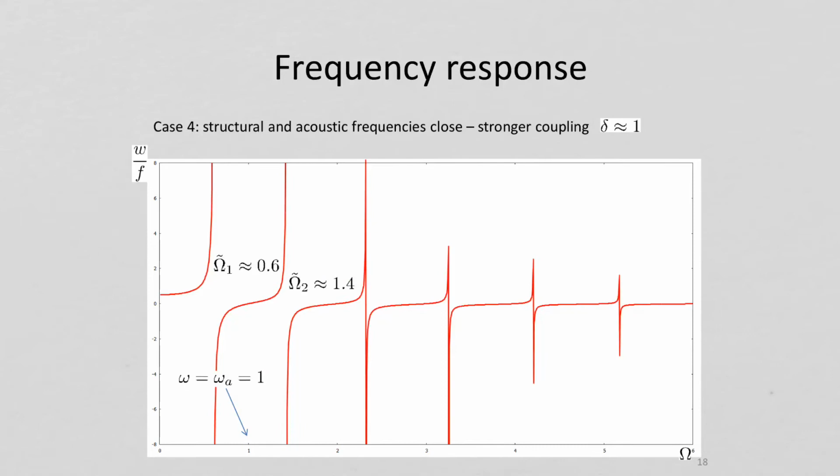Now finally, we have the case where the acoustic and structural natural frequencies are close to each other, and we have strong coupling. And then we see down here, funny things are going on. We have the first frequency of the combined system being 0.6, even though for the uncoupled system the resonance frequencies are close to 1. And then we have the second resonance around 1.4. So when we have strong coupling and closely residing frequencies, things become really complex and difficult to interpret.